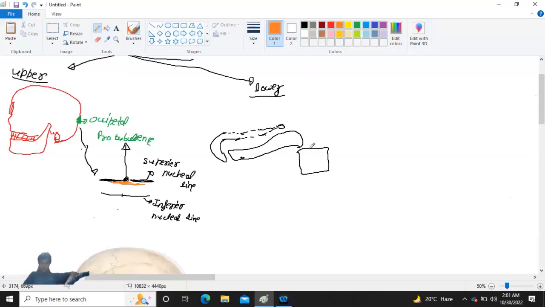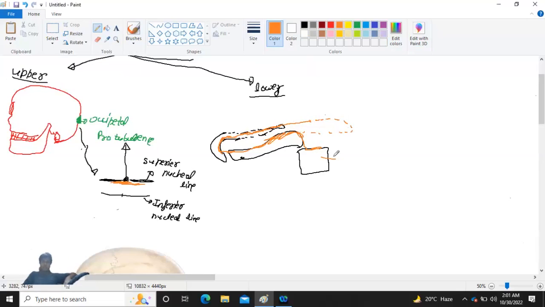So these are the attachments basically. It starts at the sternum manubrium. First it attaches to the sternum manubrium. Then it goes to the clavicle. Then it goes to the acromion process, acromion joint. Then the spine of the scapula, and then again rotates to complete this ring.